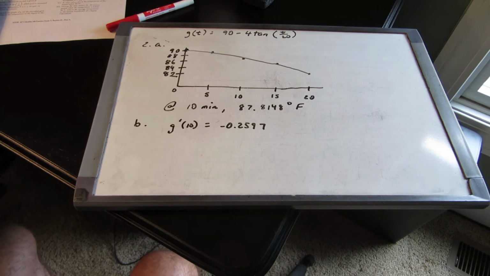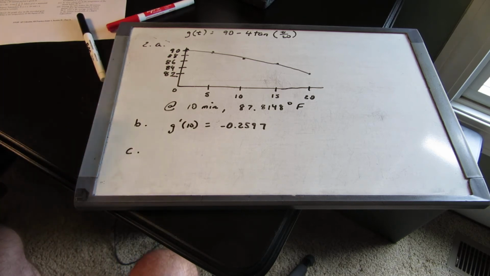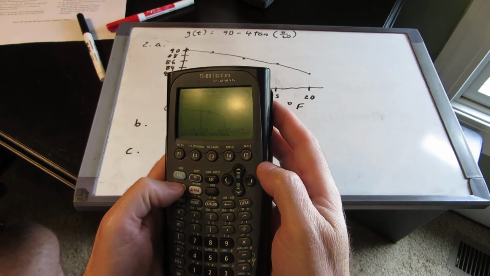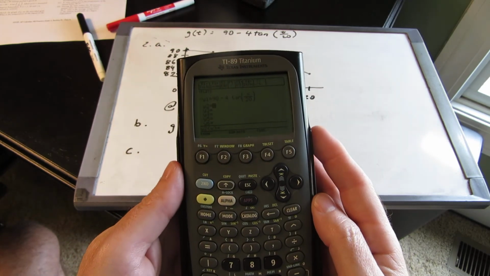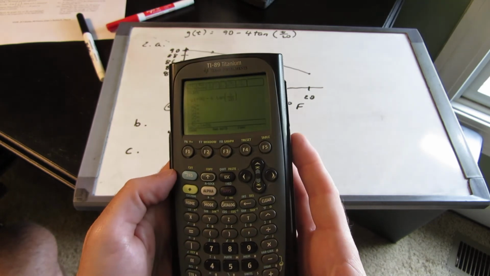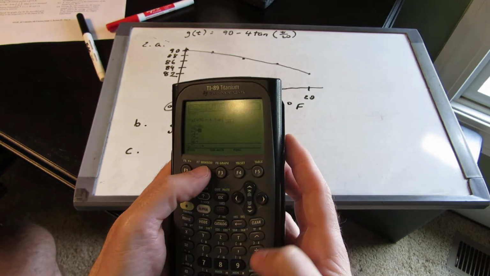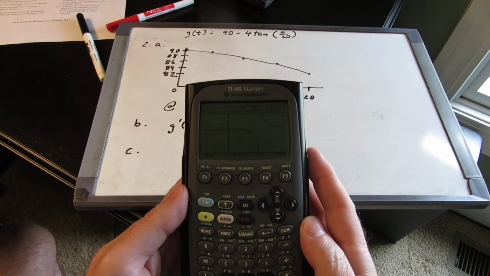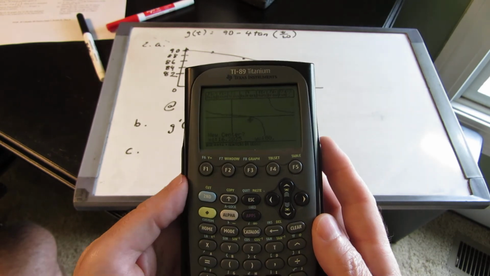Alright, part C said what values of t is the temperature of the liquid below 86. So what you've got to do is figure out where on this graph the two cross. Go back to your graphing and have a second graph, y2 equals 86. I don't know if you can see that. Then do F2 and 3 for zoom out, and it'll draw that straight line, y equals 86. And now we just want to know where those two cross.